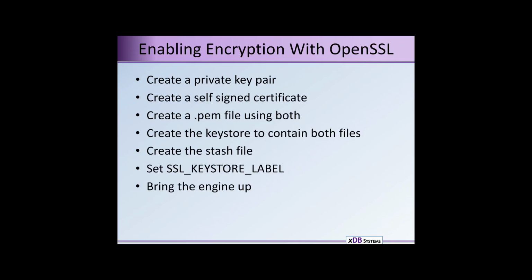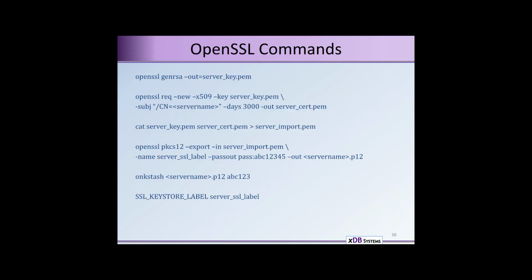So to actually enable it, it's going to go through the same process effectively. We're going to create a private key pair. We're going to grab the certificate. We're going to create a key store, which is .pem and p12 with OpenSSL. So stash file, and just kind of go through the whole steps. So with OpenSSL, we're going to actually go in and create the key store PEM.